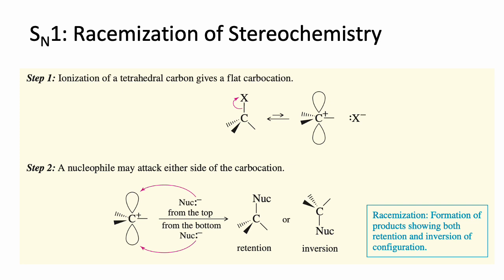That means if I start with 100% R, I'm not going to get 100% S in this mechanism. I'm going to get some S and some R, generally pretty close to 50-50. So we racemize the stereocenter. It means we scramble it. It goes from a pure 100% R or pure 100% S, and it gets mixed up. And some of it's R in the product and some of it's S in the product. So a racemate is one that has exactly 50% R and 50% S. And that's not what's happening here, because we don't get exactly 50-50. But it does get scrambled, and we get some R and some S, but we still get more inversion than retention when we have an SN1 mechanism.